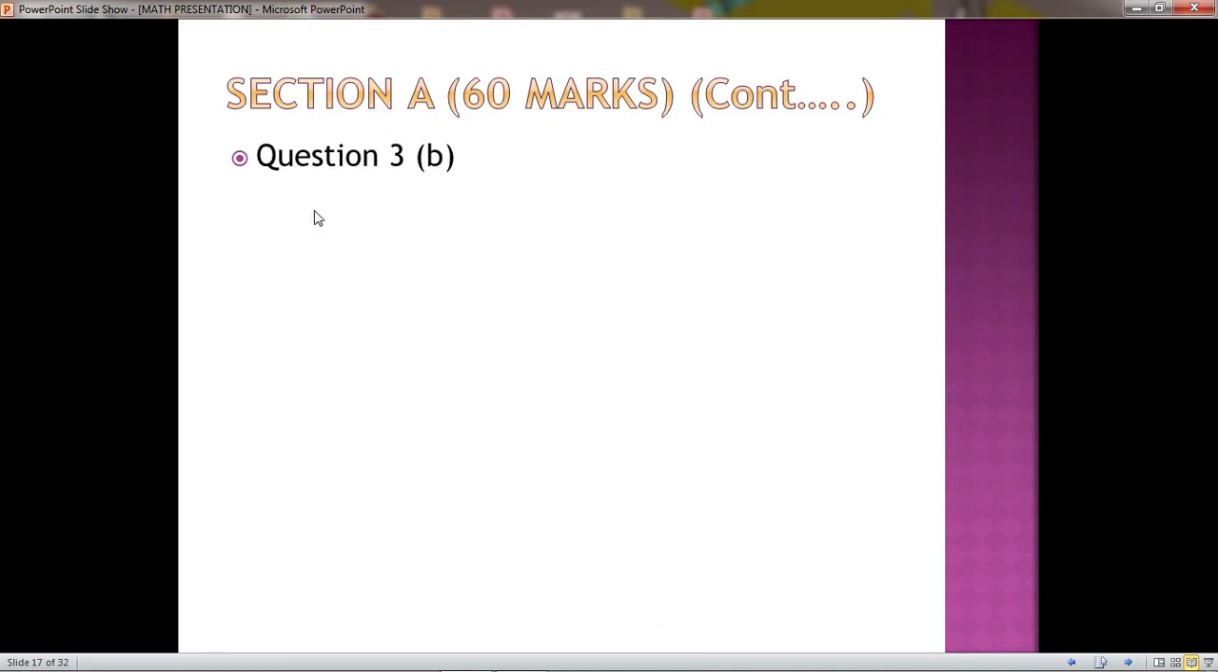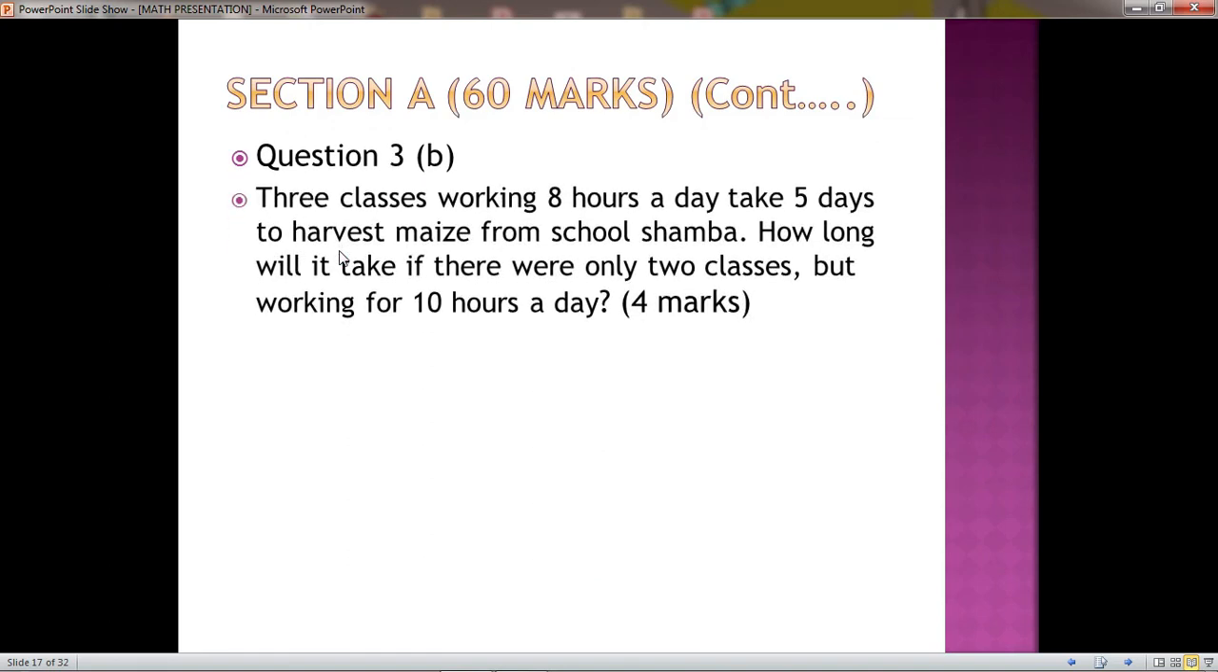Okay, let's go to question number 3b. Three classes working 8 hours a day take 5 days to harvest maize from the school chamber. How long will it take if there were only 2 classes but working for 10 hours a day? And it's going to be 4 marks.